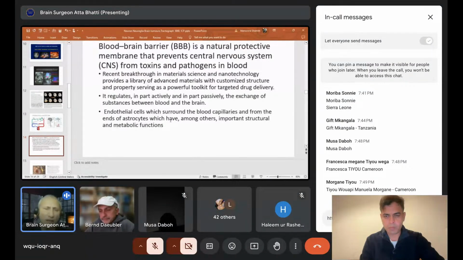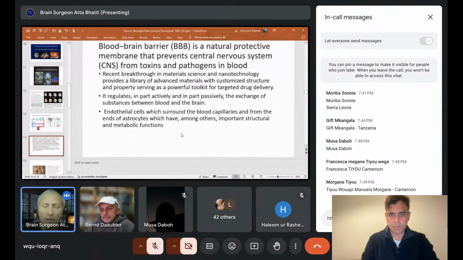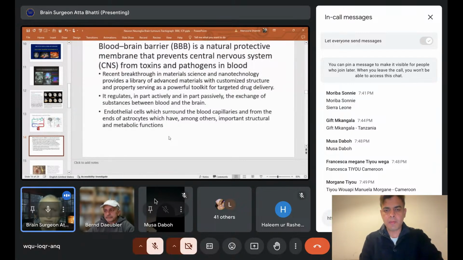So the CSF, as we know, is a completely sterile fluid. It has no organism inside. It doesn't have RBCs in physiological conditions. If there is no infection, the WBCs, the neutrophils and lymphocytes, cannot cross the blood-brain barrier in normal conditions.